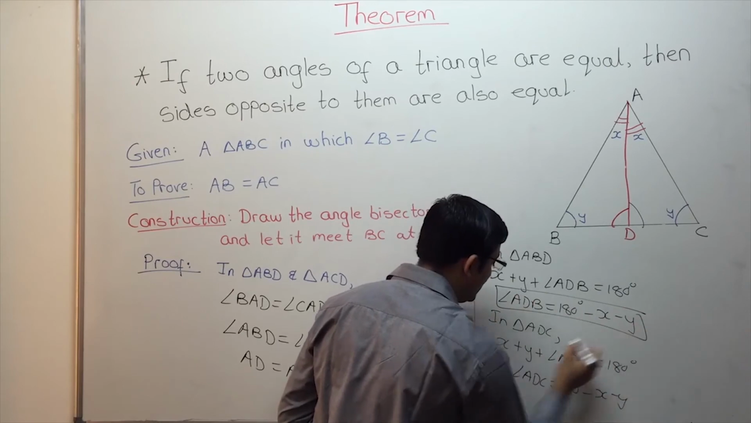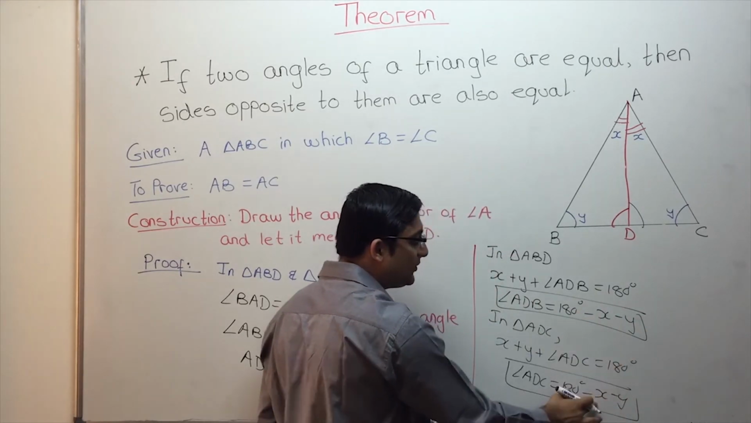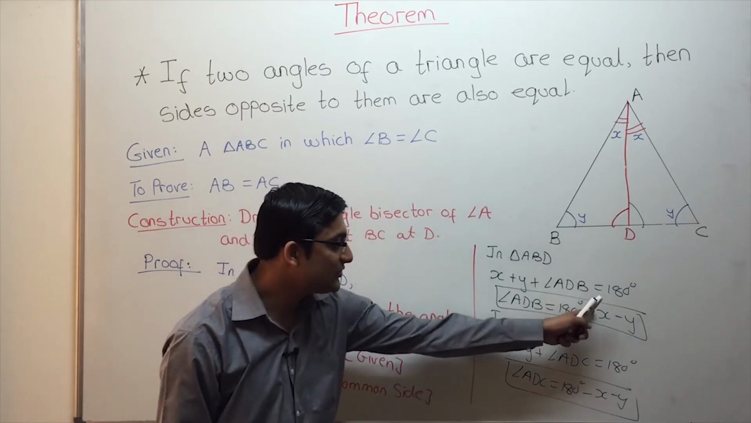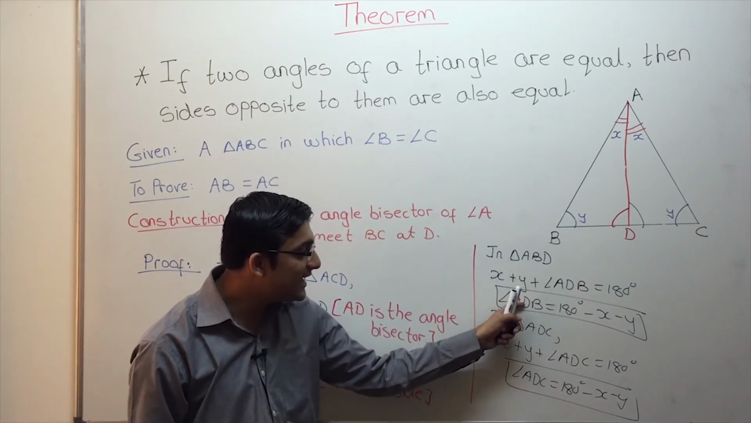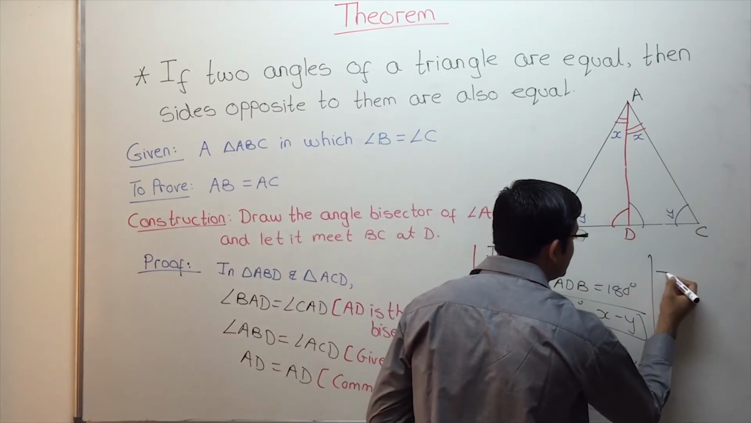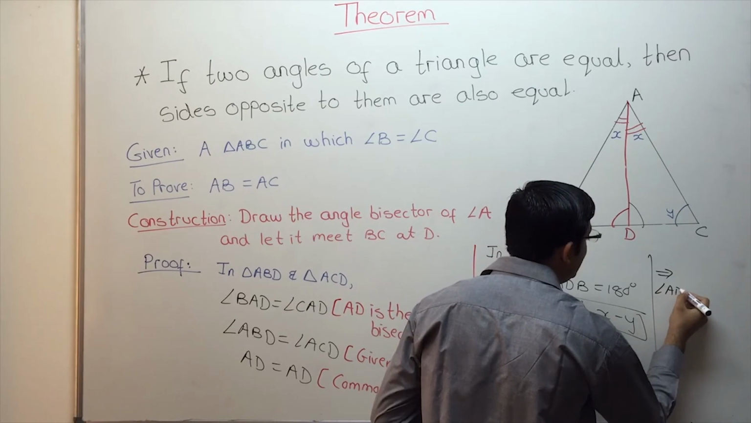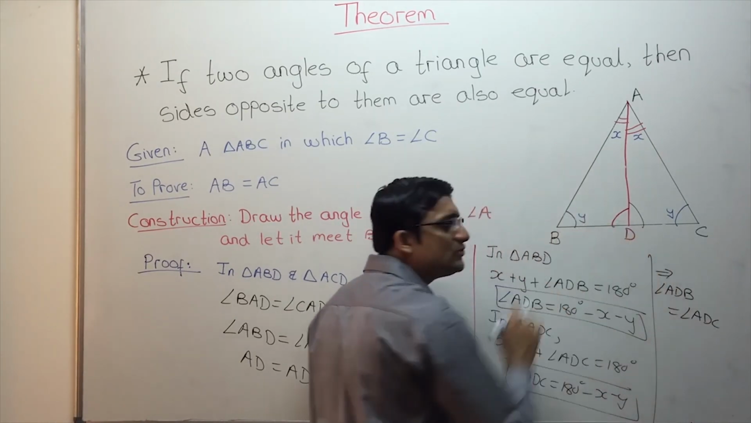I want you to compare these two values. 180 minus X minus Y, 180 minus X minus Y. So when the right hand side is the same, left hand side is also the same. So basically angle ADB is the same as angle ADC. So what do we get? This implies angle ADB is equal to angle ADC. So these two angles are the same.